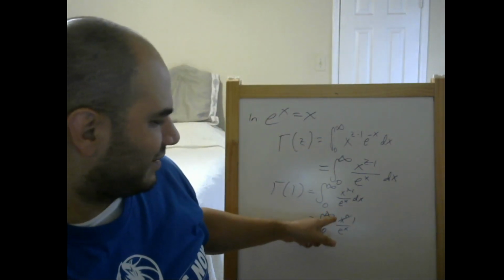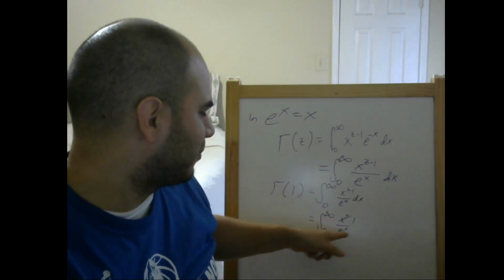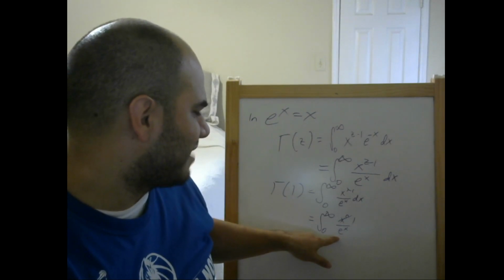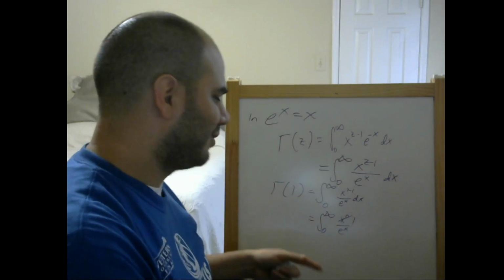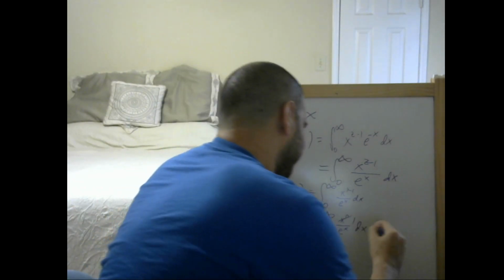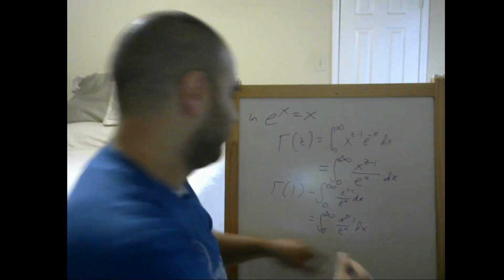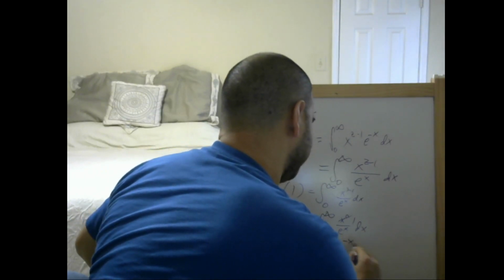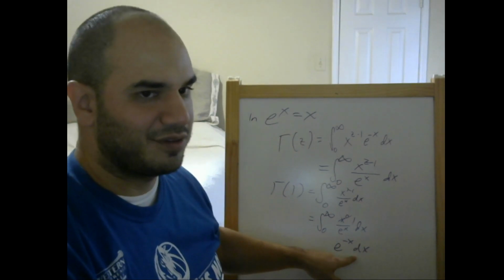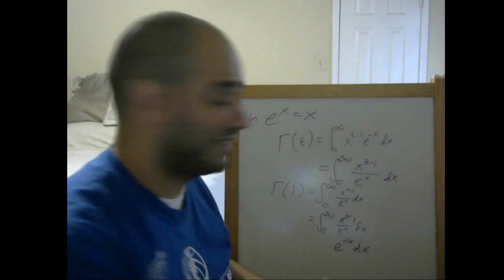So we get x to the 0 in the numerator, so that's just 1. And then we get e to the x in the denominator. So it's the integral of 1 over e to the x dx. But this is also e to the minus x. And so the integral of that is just negative e to the minus x.